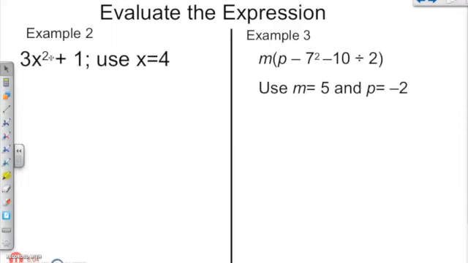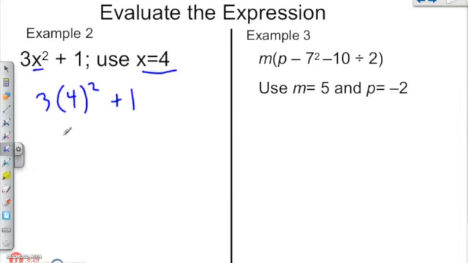Alright, if we want to evaluate the expression 3x squared plus 1, and it tells us to evaluate it when x is equal to 4. So what I'm going to do first is rewrite my equation, and anywhere that I see that x, I'm going to put a set of parentheses so I can keep my numbers straight. Now, we're going to substitute in for this x with x equals 4. So we're going to plug a 4 in there.